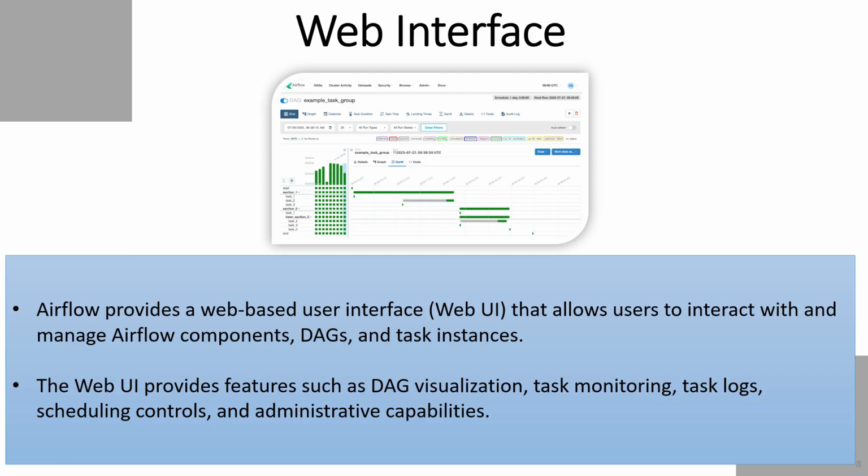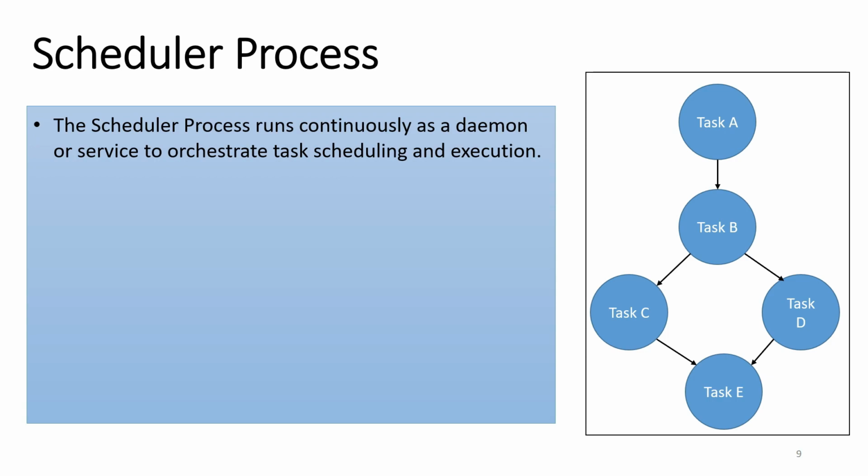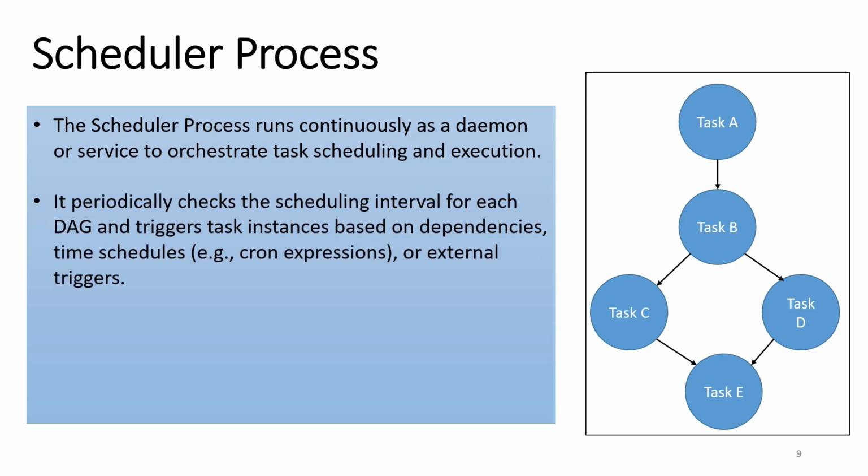The fifth component of Airflow is a scheduler process. The scheduler process runs continuously as a daemon or service to orchestrate task scheduling and execution. It periodically checks scheduling interval for each DAG and triggers task instances based on dependencies, time schedules, or external triggers.